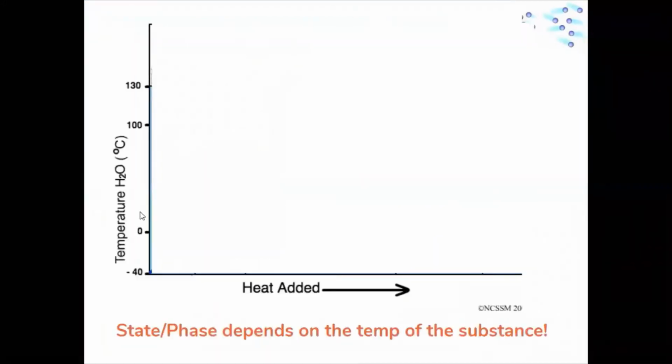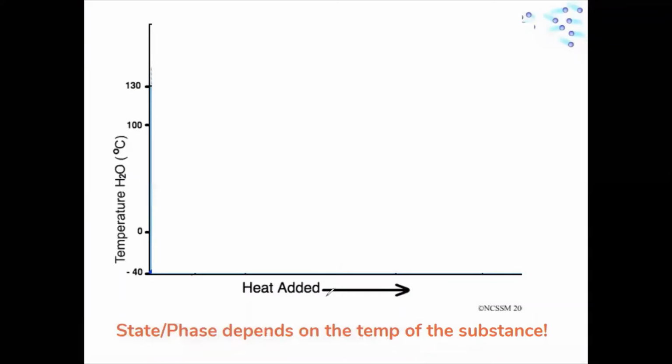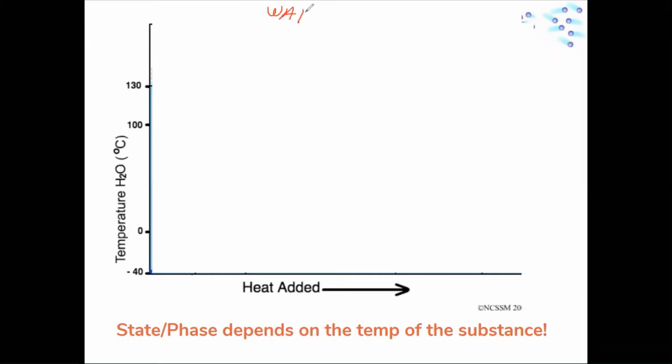So what you have in your digital notebook is a heating curve, and it's blank, so we're going to label it together. A heating curve is pretty much a graph. So when we read graphs, we have to make sure we pay attention to our axes so we read them correctly. So at the bottom here, it says heat added. So it's going to show how a substance, in this case, our substance is water, it's going to show how the phases of water change as you add heat to it.